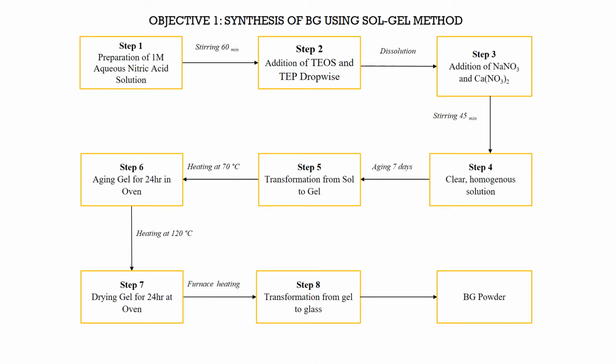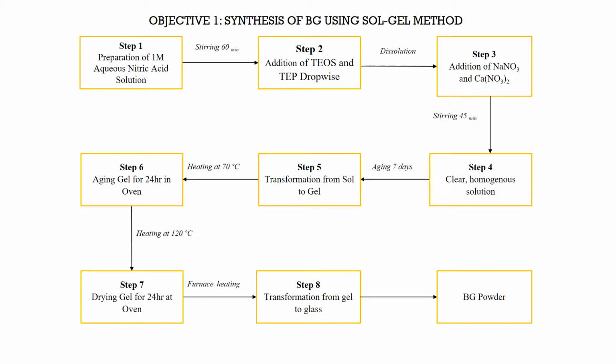Method. First objective, the method is to prepare 1 molar of aqueous nitric acid solution. After stirring for 60 minutes, tetraethyl orthosilicate and triethyl phosphate are dropped in, followed by sodium nitrate, calcium nitrate. After a clear homogeneous solution is obtained, the solution is transferred into Teflon container where transformation from salt to gel occurs. Then this gel is aged for 24 hours in an oven at a temperature of 70 degrees Celsius.